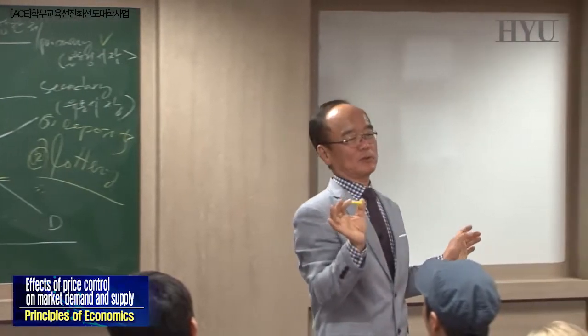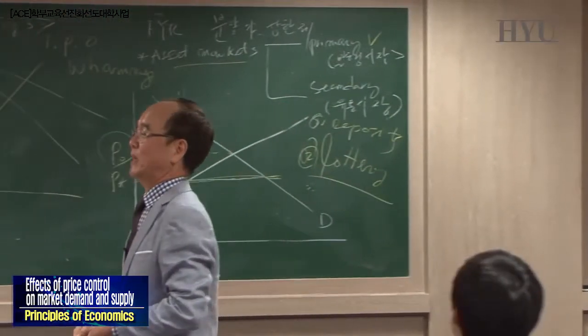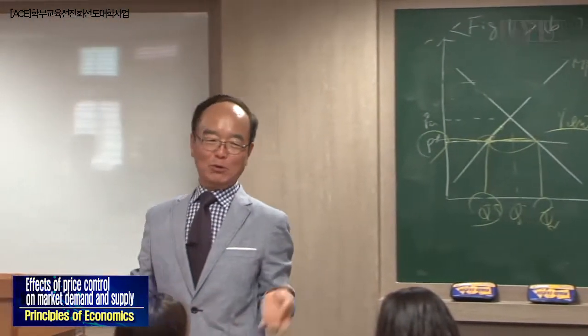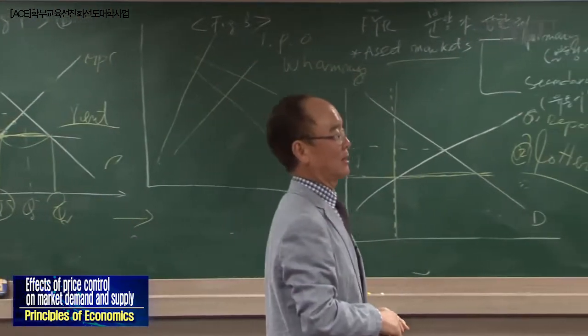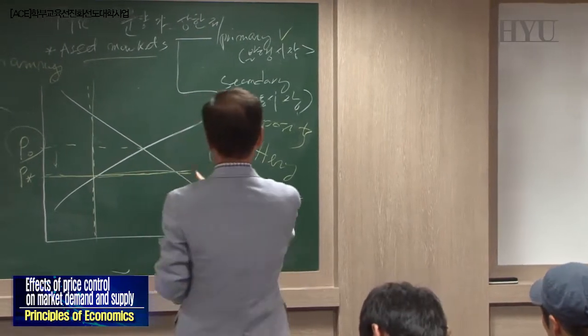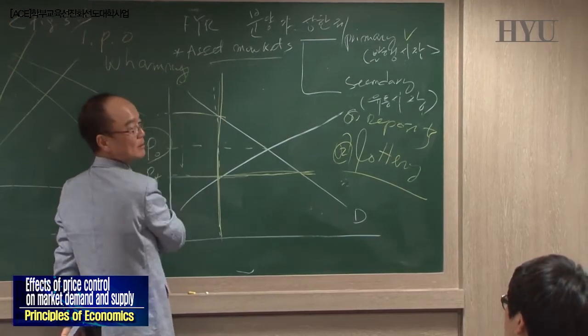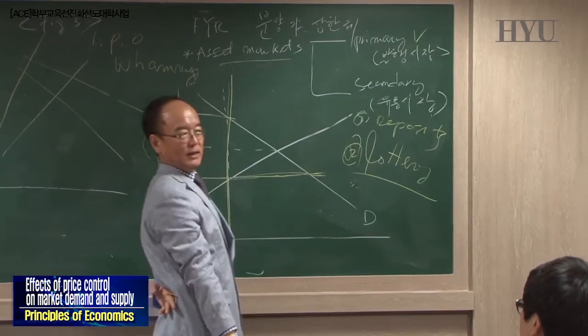Okay, there are poor people, really poor people, like Hongbu. Hongbu keeps failing the lottery, but eventually Hongbu also needs an apartment, right? The alternative is what? The secondary market, right? Quantity is limited, something like this. The price in the secondary market is higher than otherwise.